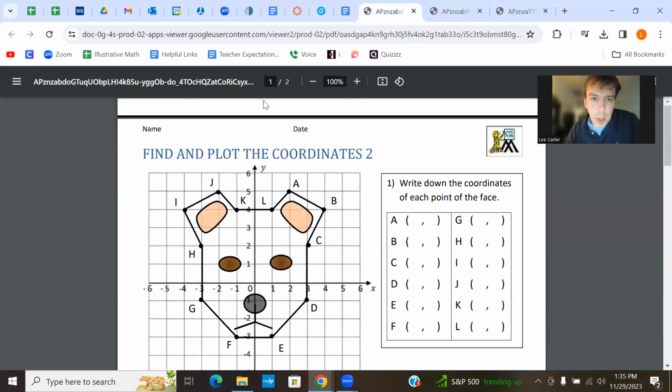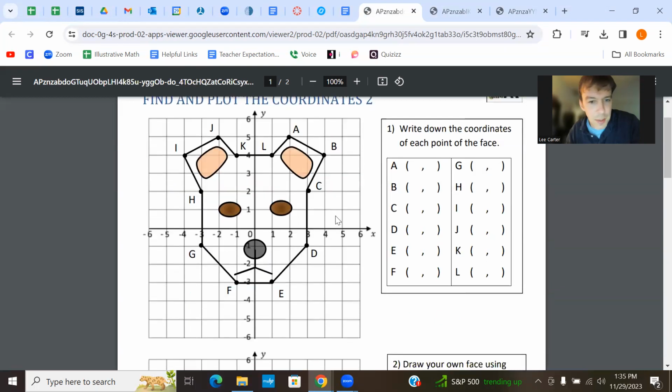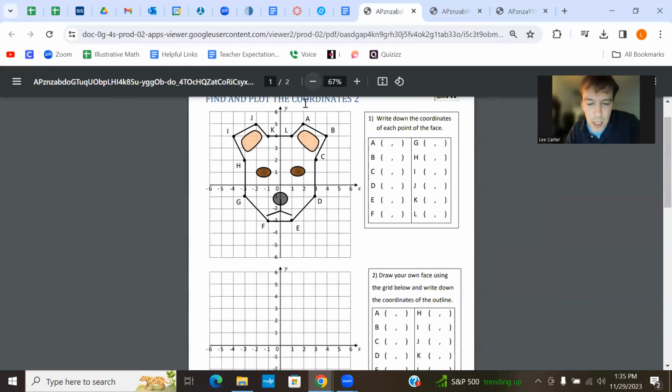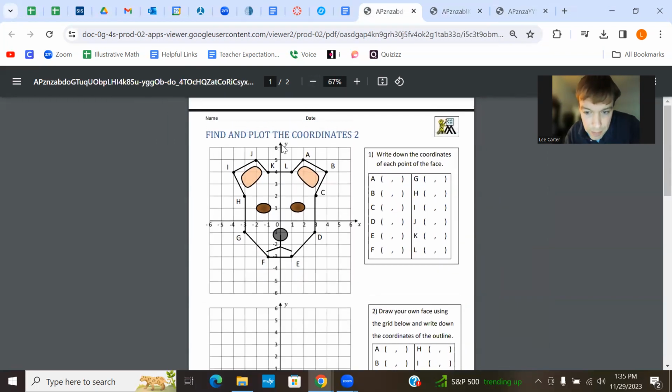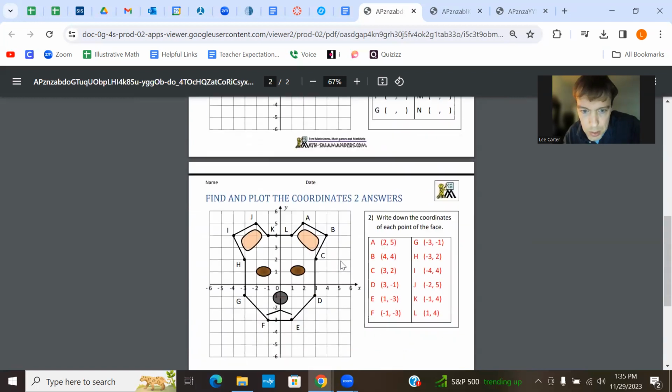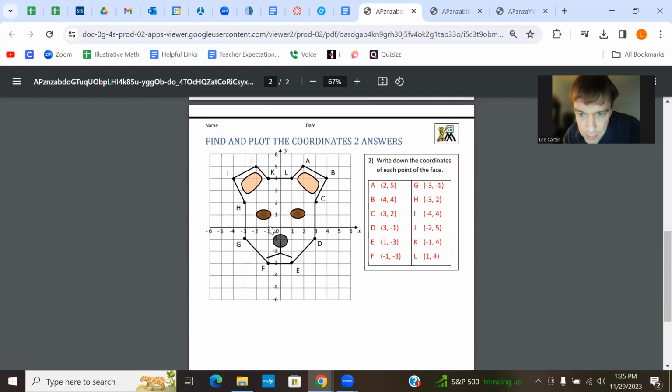All right, then the third one is Chloe loves dogs, so I was like, this would be a good one to do. On this one, you're writing the coordinates of the face. Okay, and so for A, for example, it's at 2, 5. Then B is at 4, 4. And then when you get down to F here, it's at -1, -3. And these parts in the middle don't really have coordinates. Okay, so that's your answers for this one here.